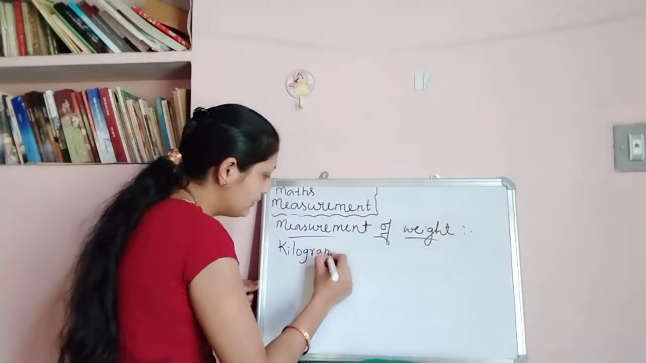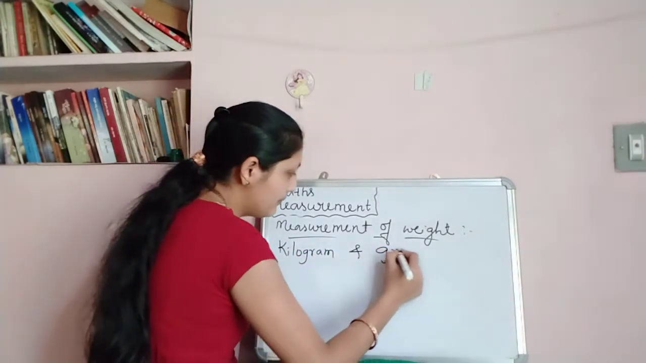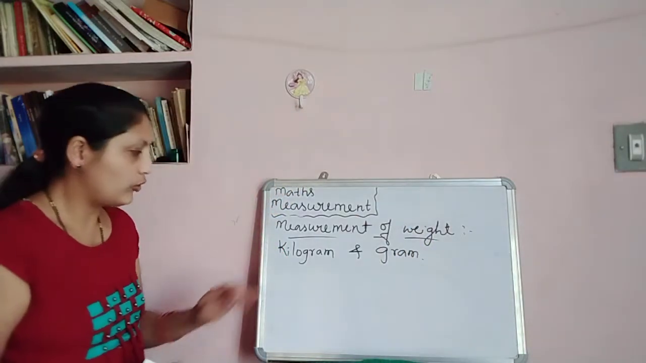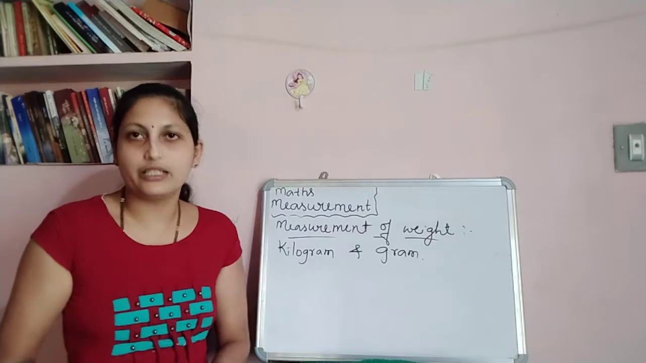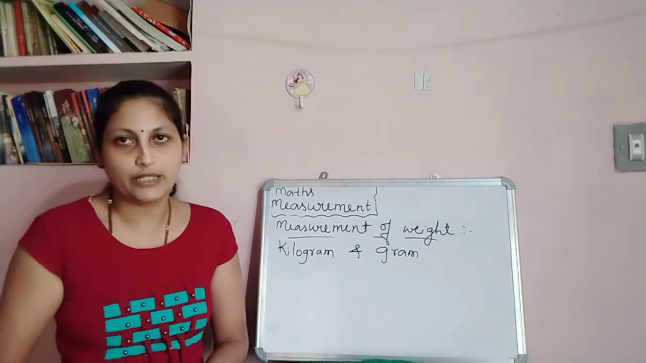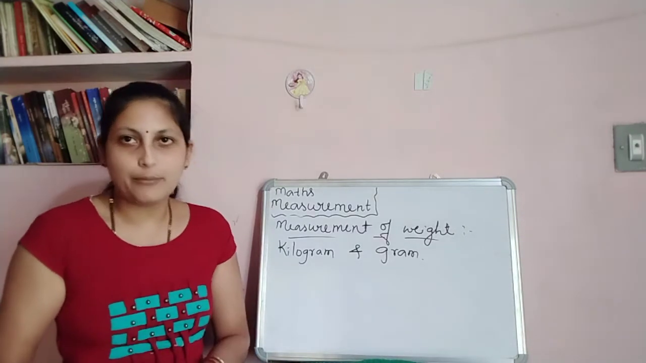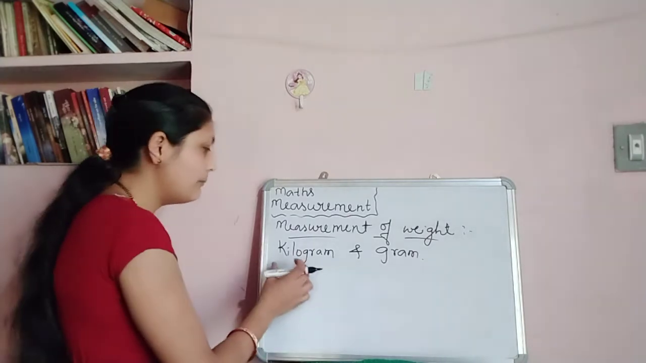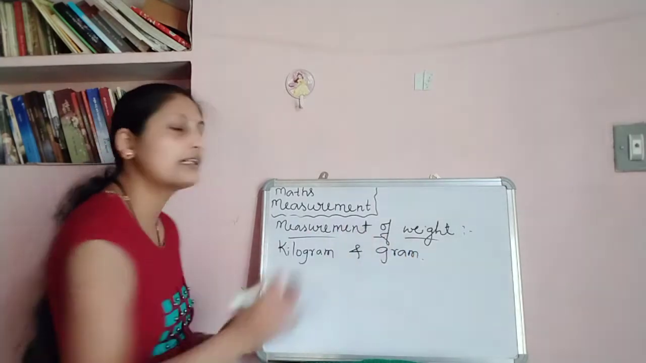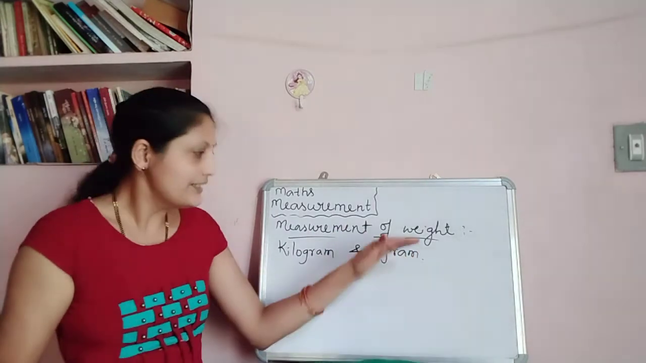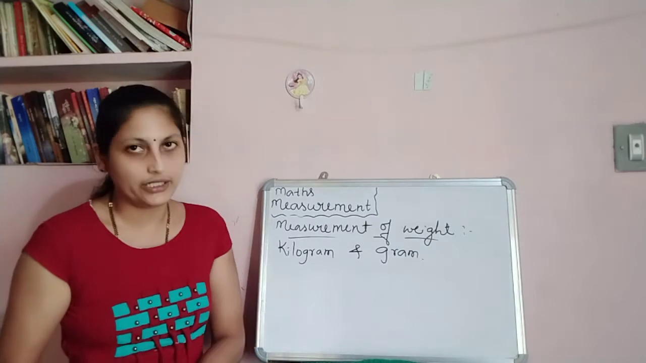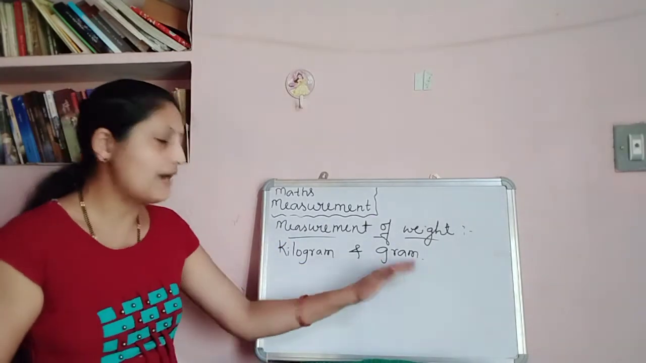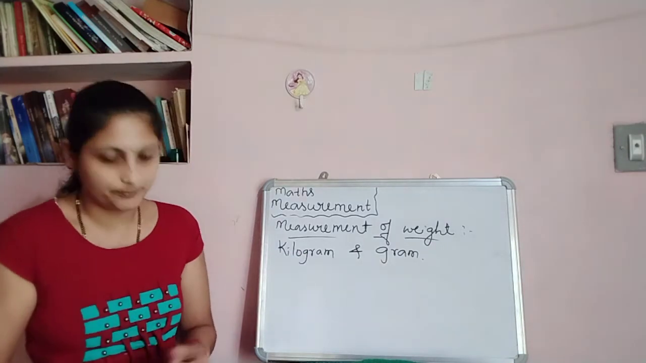Kilogram and gram. So when you go for purchasing vegetables or groceries, you will purchase in kilograms and grams, isn't it? 1 kg of sugar, 2 kg of potato, or 500 gram of sugar, 200 gram of garlic, etc. So we purchase in kilograms and grams. Kilogram and gram are the standard units of measuring weight. We use kilogram for measuring heavier weights and gram for measuring smaller weights.